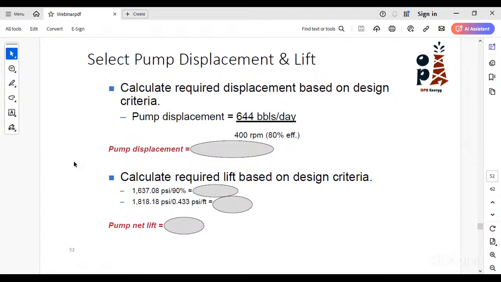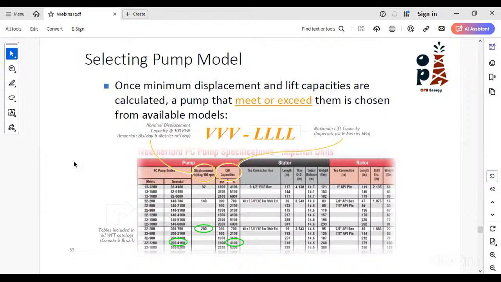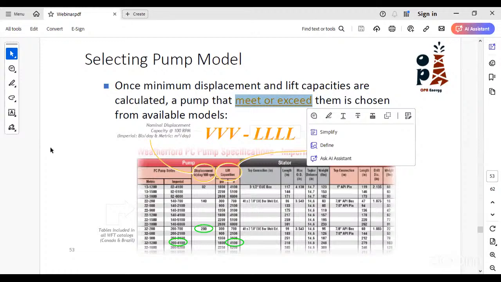You now know the minimum lift requirements and the minimum required capacity from your pump, and then you should decide. You choose one similar to the requirements if it exists, or even choose a higher one, not a lower one, because the higher one will give you exactly what you want, but the lower one cannot give you exactly what you want. So in your decision, you should choose a pump that meets or exceeds the requirements of your application.